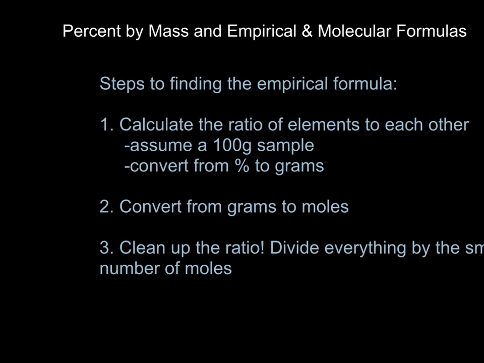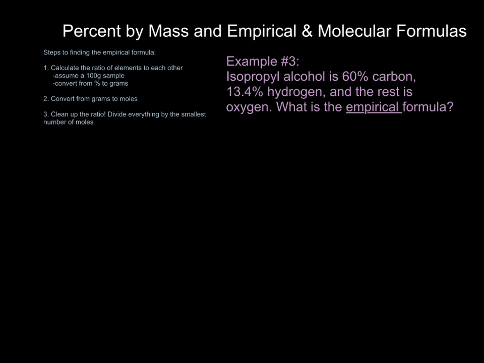And this probably doesn't make much sense at this point, so let's take a look at an example to clarify these steps. Example 3 says that isopropyl alcohol is 60% carbon, 13.4% hydrogen, and the rest is oxygen. What is the empirical formula?